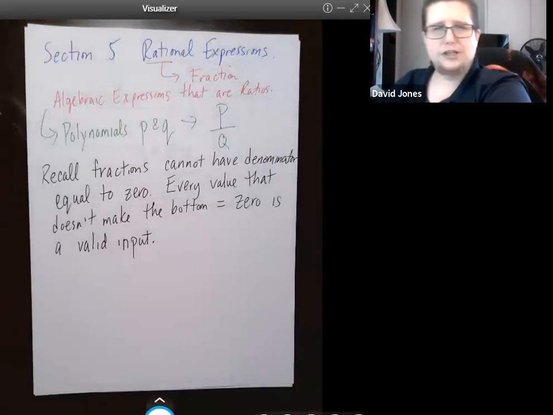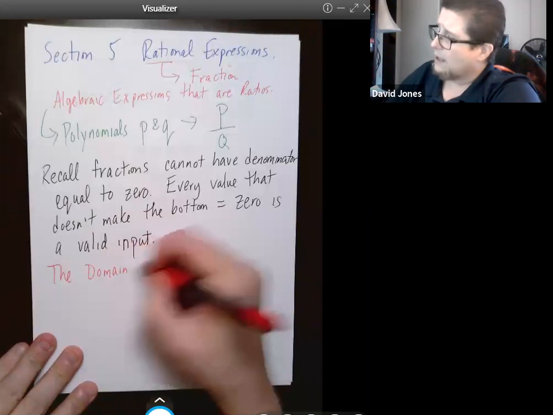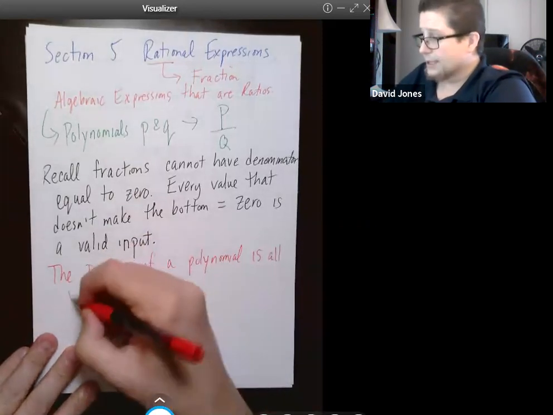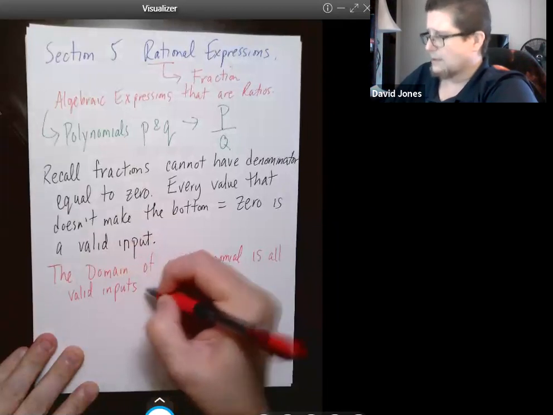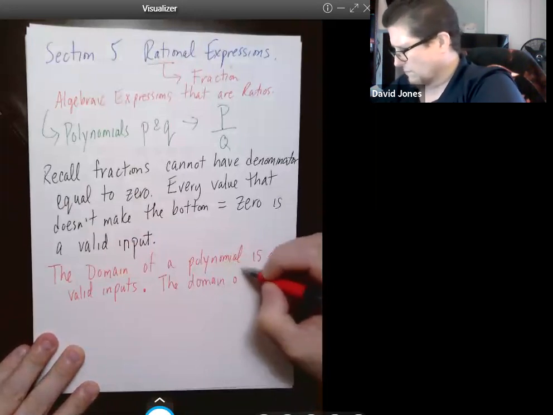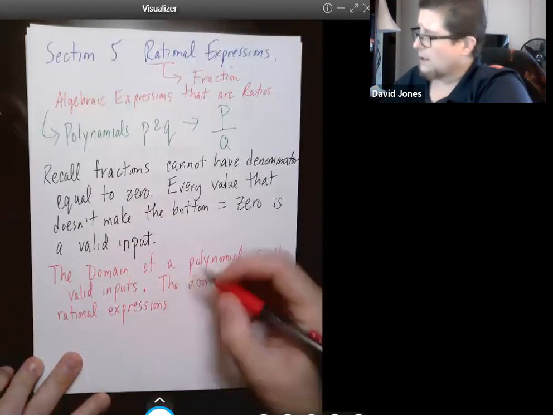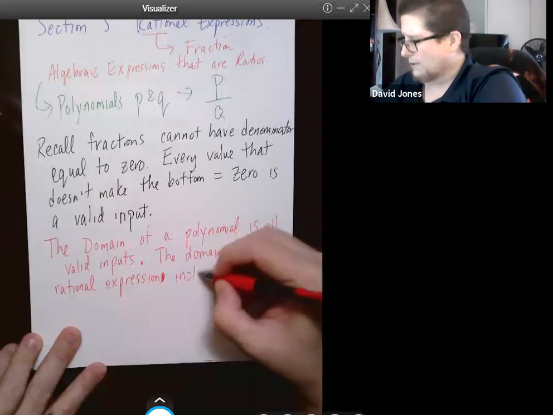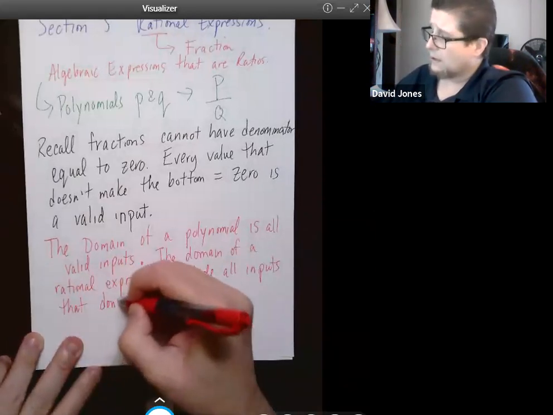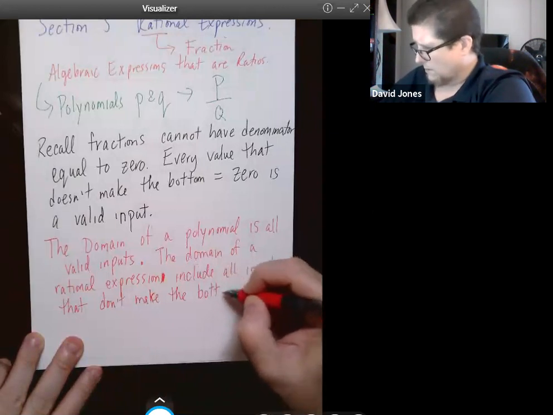And so that leads us to our next term. The domain of a polynomial is all valid inputs, which means the domain of a rational expression includes all inputs that do not make the bottom equal 0.